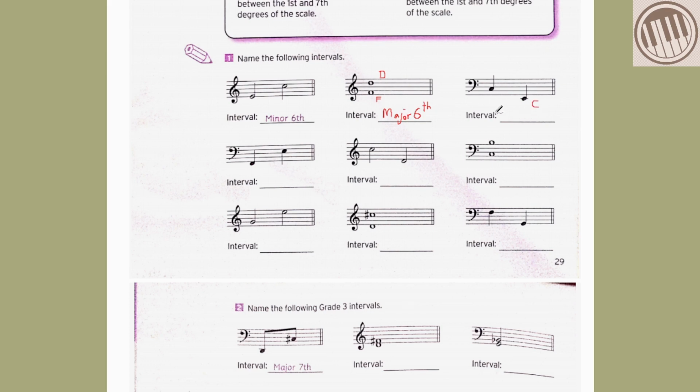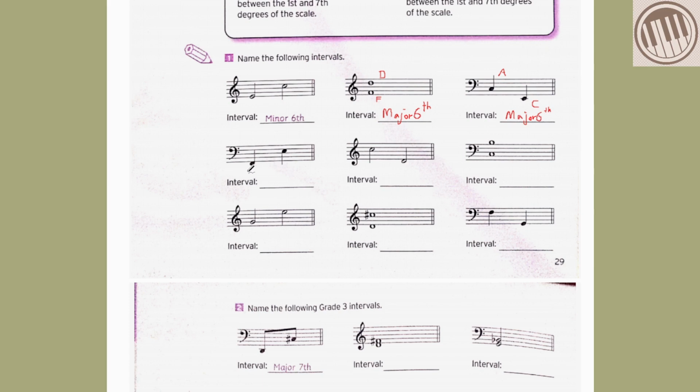The next one from C to A. Okay, they have not given you the key signatures this time, so you can take it from the C major scale. In the C major scale, we have all white notes, so this is also going to be a major sixth from C to A. C, D, E, F, G, A.